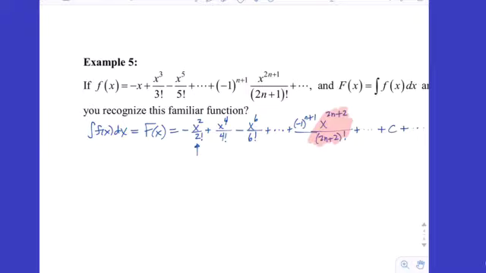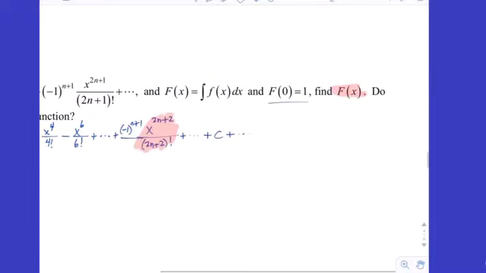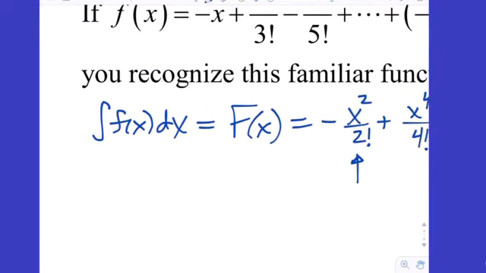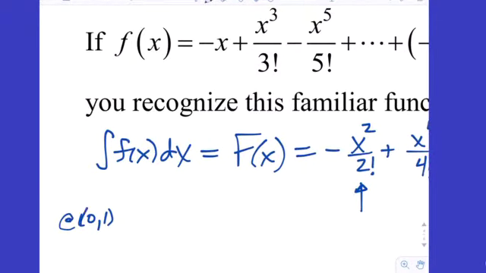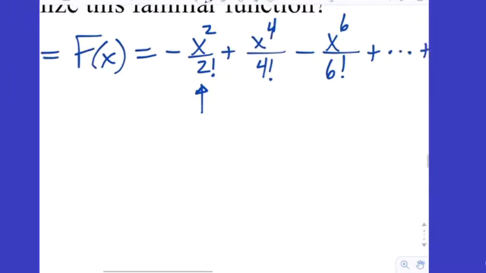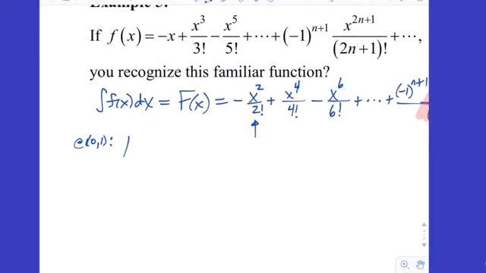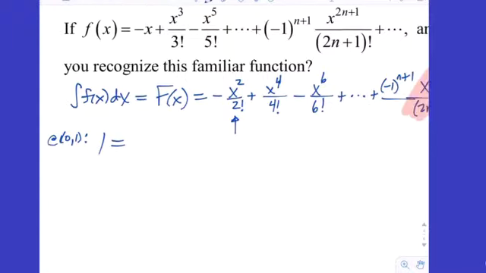Okay, now how are we going to find c? We need an initial condition, don't we? It gave us one at the point 0, 1. So at the point 0, 1, we can plug it in. So we set it equal to 1, and we plug in a 0 for x, and we get 0 plus 0 minus 0 plus da da da plus c plus 0 plus 0. Yeah, that looks like c equals 1.